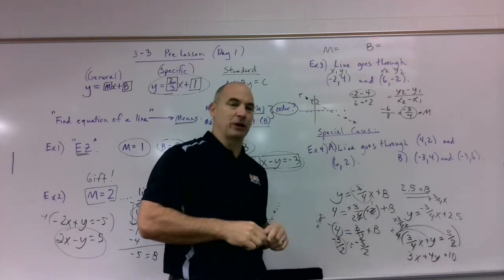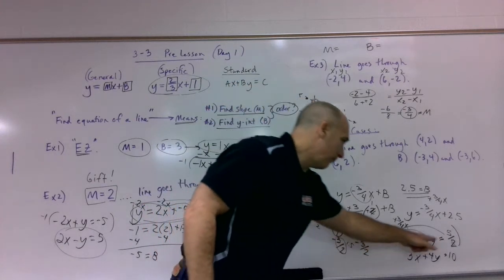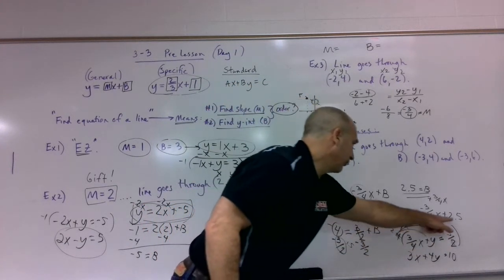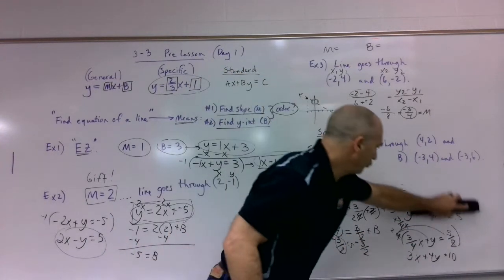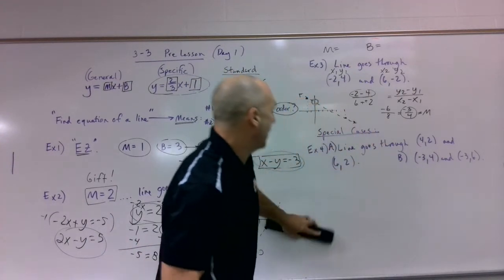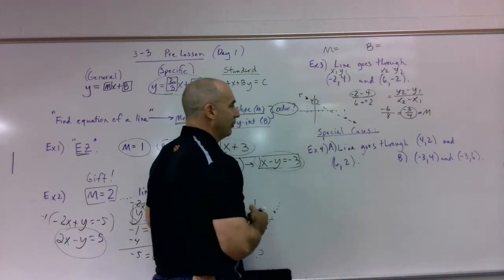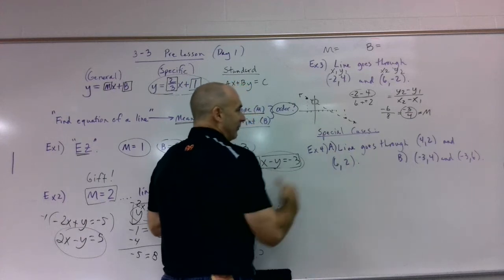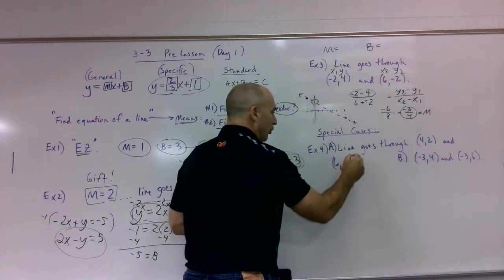That one's a little bit trickier, just getting from your slope-intercept form to the standard form. But we should be able to do that. All right. And now here's the special cases. And I want you to notice. Letter A says, hey, find the equation of the line that goes through these 2 points. Something should jump out at you.